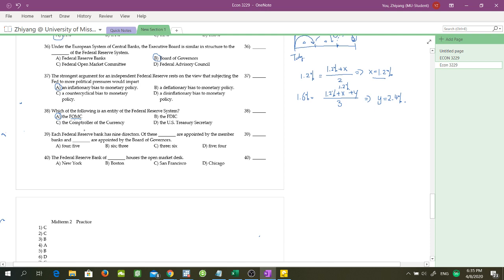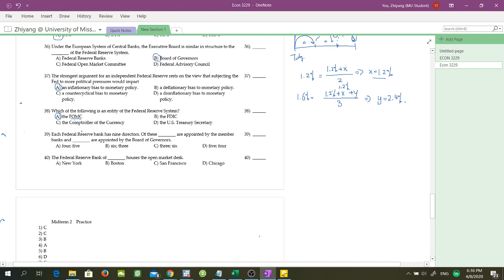The FDIC, the one that insures your deposits, is a separate company. It's not under the control of the Federal Reserve System. The comptroller of the currency is different. It is more about the currency instead of the open market policy. And the U.S. Treasury Secretary works for the U.S. government. And we know the Fed system is totally independent from the government.